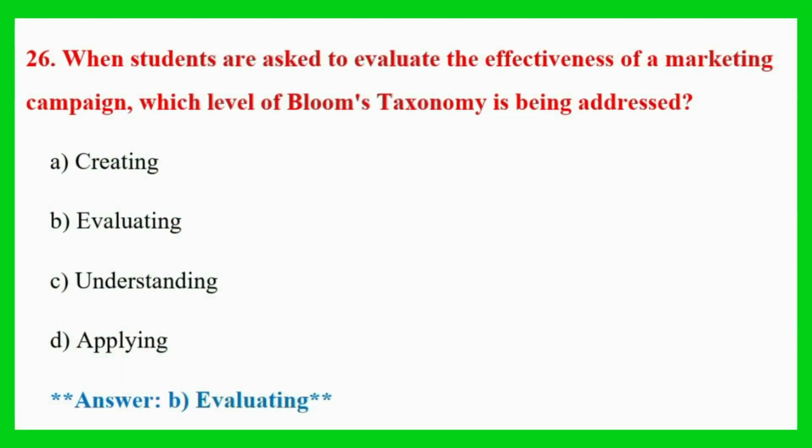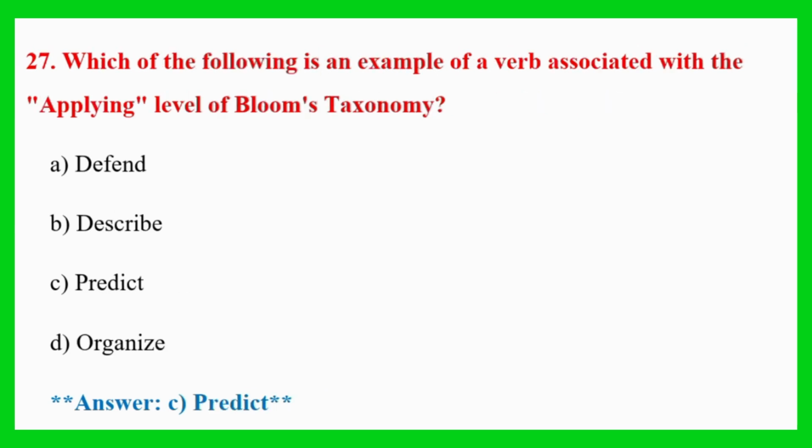Question number 26. When students are asked to evaluate the effectiveness of a marketing campaign, which level of Bloom's taxonomy is being addressed? Answer: evaluating. Question number 27. Which of the following is an example of a verb associated with the applying level of Bloom's taxonomy? Answer: predict.